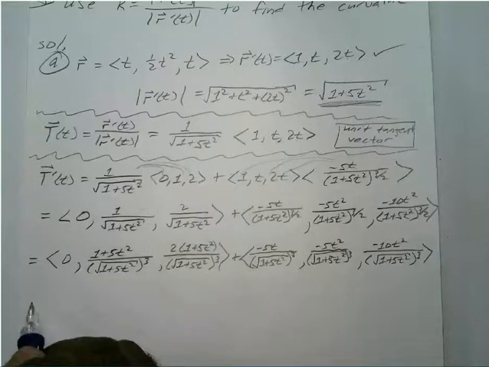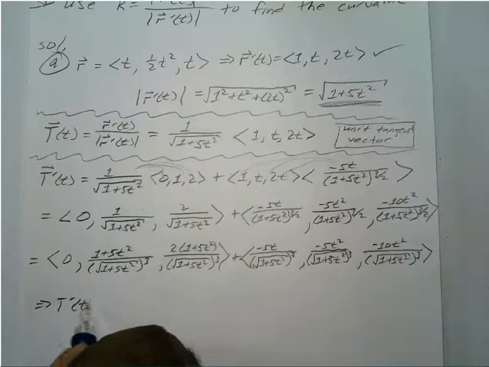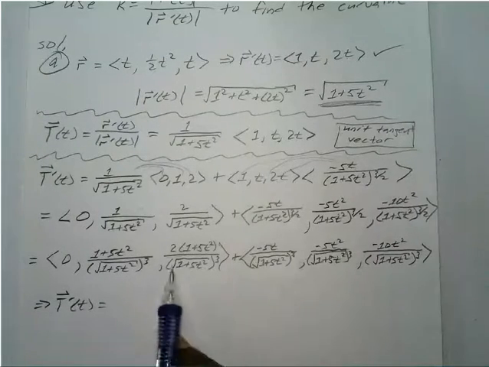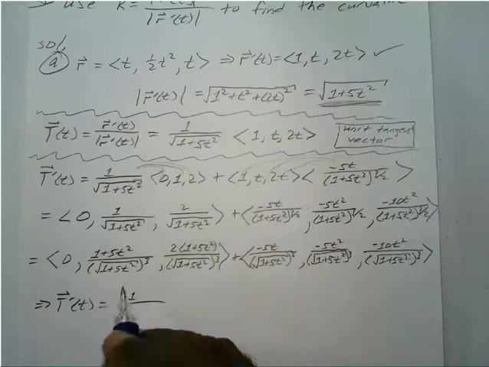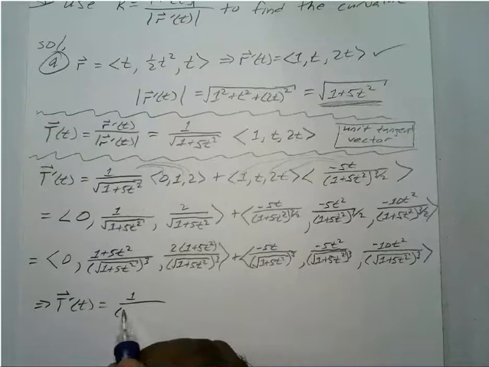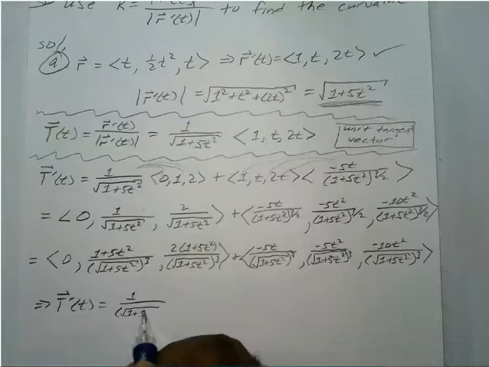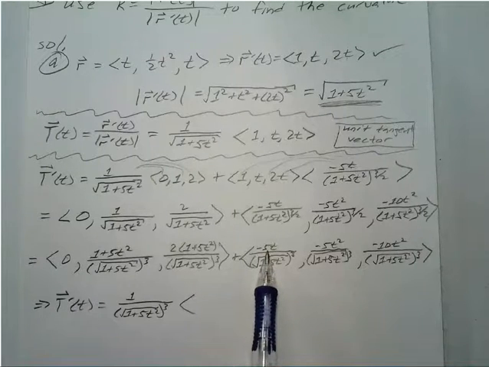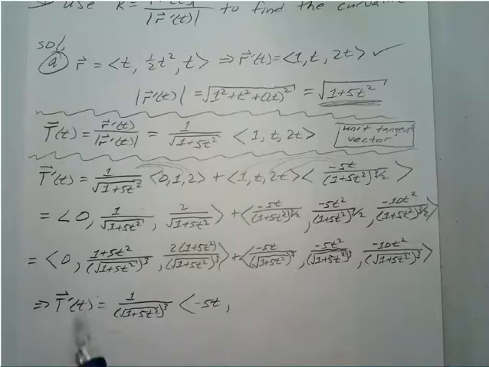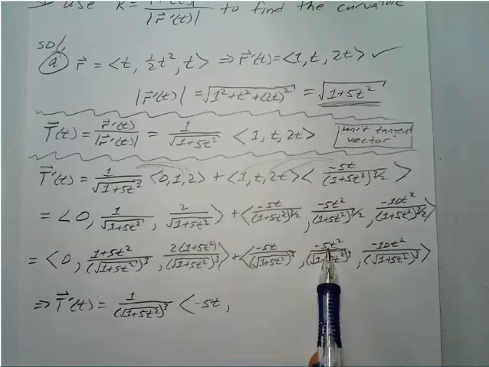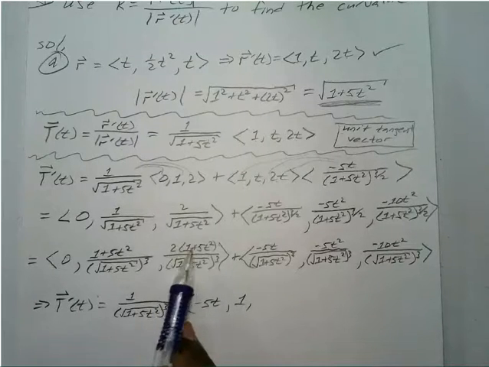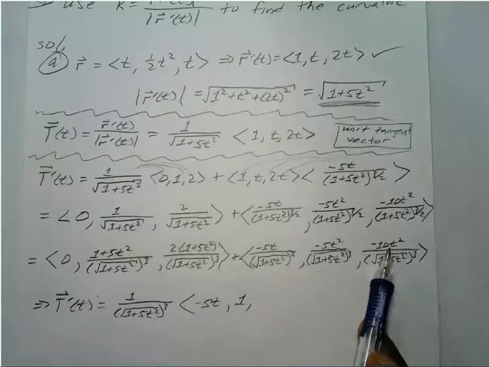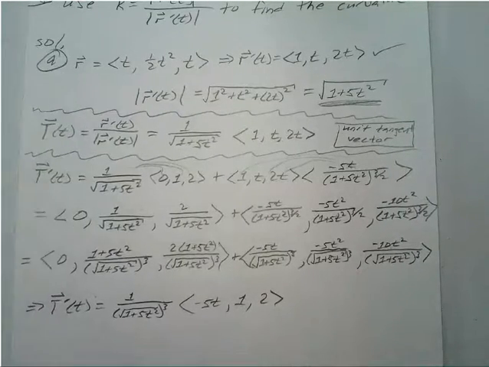Okay, so that means our T prime of t is equal to, I'm just going to factor out the like denominator. So you have 1 over, let's say, the square root of 1 plus 5t squared to the third power. Factoring out all the like denominators, we add these together: 0 plus negative 5t is just negative 5t. 1 plus 5t squared plus negative 5t squared is just 1. And if we distribute that, you have 2 plus 10t squared minus 10t squared, which is just 2. All right. So we have our derivative.